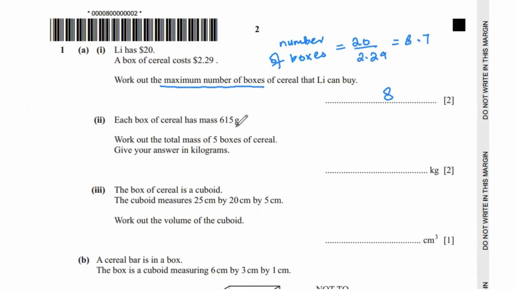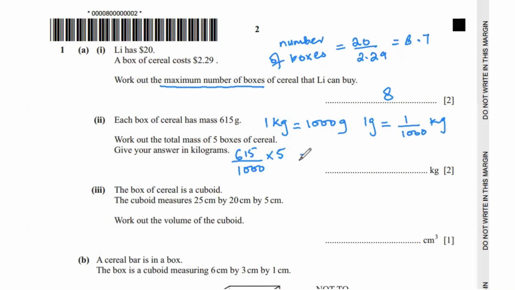Then it says each box of cereal has mass 615 grams. Work out the total mass of 5 boxes of cereal, giving your answer in kilograms. So 1 kg equals 1000 grams, which means 1 gram would equal 1 over 1000 kgs. So firstly, we divide 615 by 1000 to convert it to kilograms and then times it by 5 because they want us to find the mass for 5 boxes. So that is going to give us 3.075 kilograms.